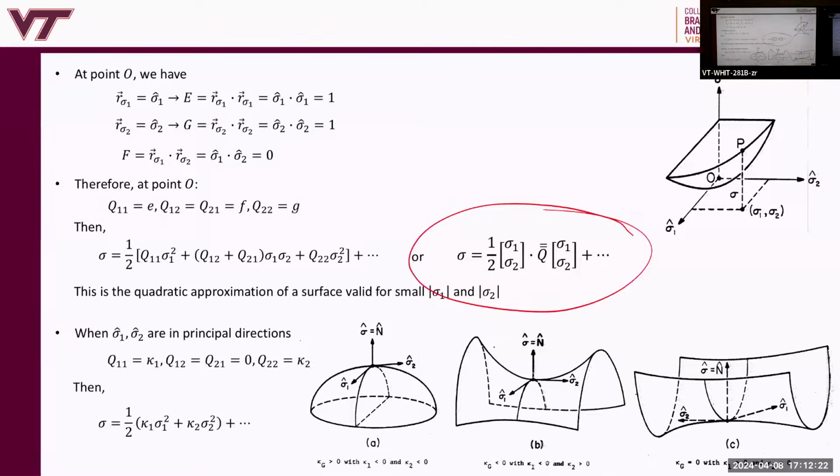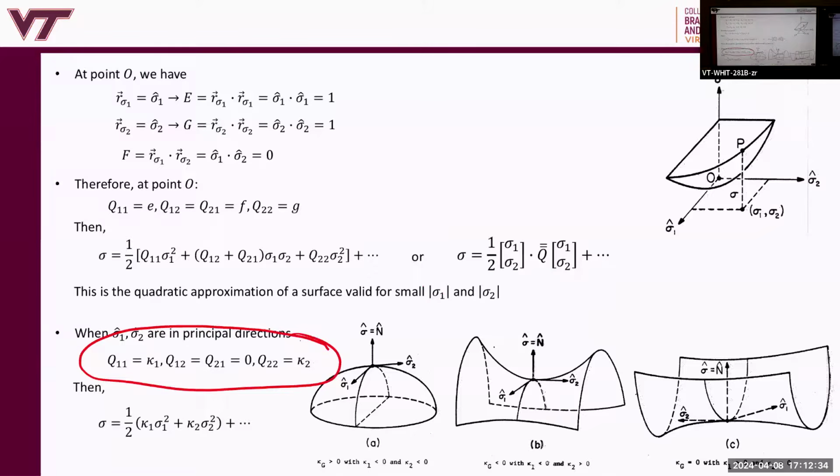Okay. It's valid for small sigma 1 and sigma 2. Quadratic approximation. All right. If sigma 1 and sigma 2 are in the principal directions, then you get this. You just get a diagonal matrix. Q11 is equal to kappa 1, and Q22 equal to kappa 2, because we're in the eigenbasis now, right? Whenever you're in the eigenbasis, then your matrix becomes diagonal, right? So then we can express sigma in this form if we have it.